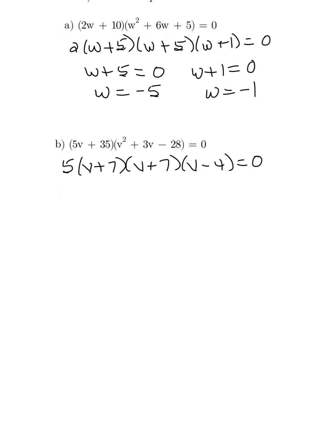Our first two quantities are the same, so we're only going to use it one time. V plus 7 equals 0. Use the different quantity of v minus 4 and set it equal to 0. Solving each of those little equations, we get v equals -7 and v equals 4.